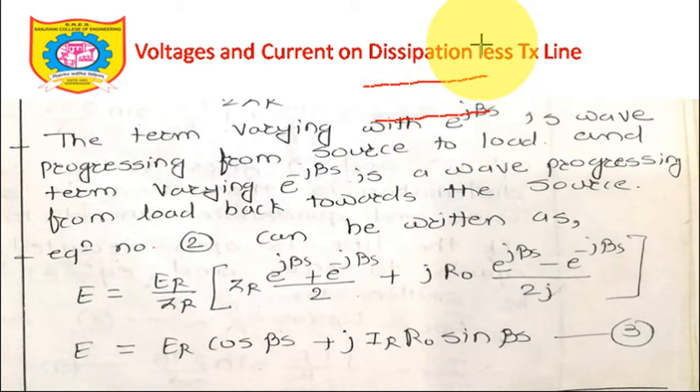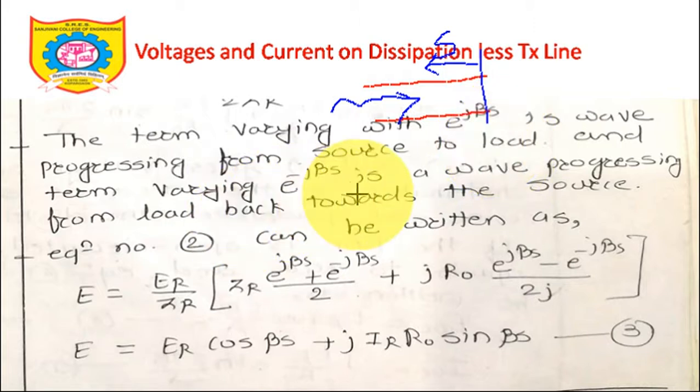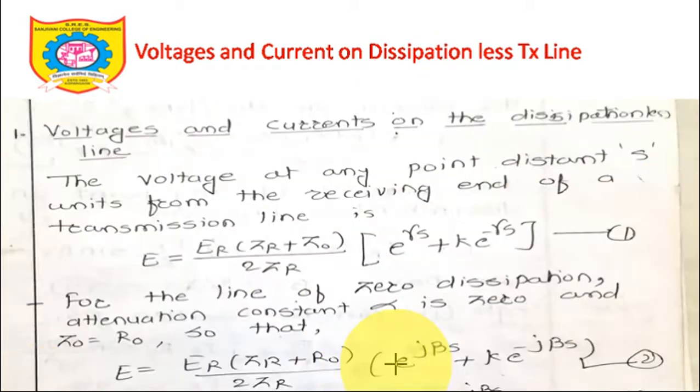If this is a transmission line, distance is always taken from the receiving end towards the source end. Yes or no? This is the distance. If that is so, the wave traveling from load to the source will have positive s direction, and the wave which is traveling from source to the load will have negative s direction. So here the first term, the term varying with e raised to plus j beta s, is a wave progressing from source to the load, since it is traveling in the minus s direction, and the term varying with e raised to minus j beta s is a wave progressing from load back towards the source. So equation number 2 can now be rewritten. How am I going to rewrite it now?